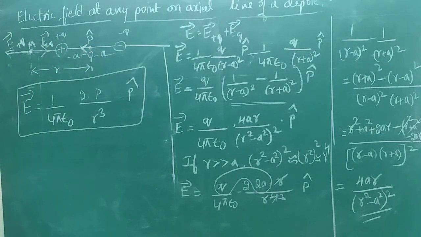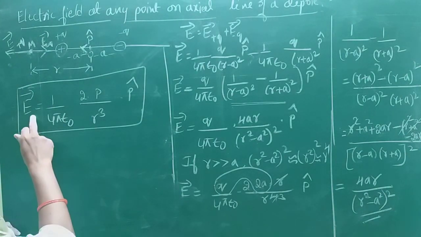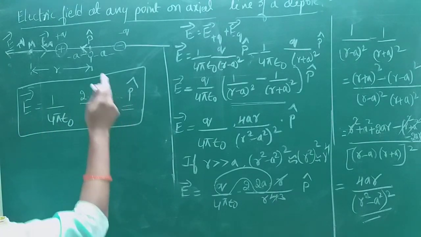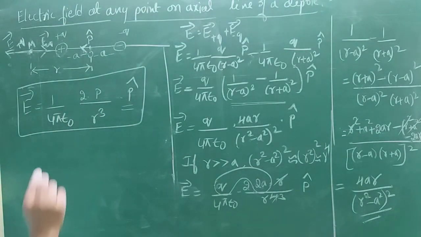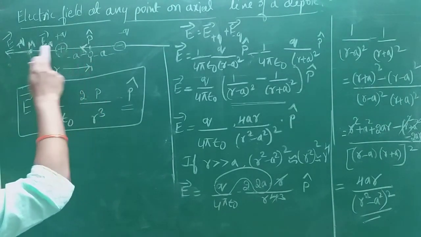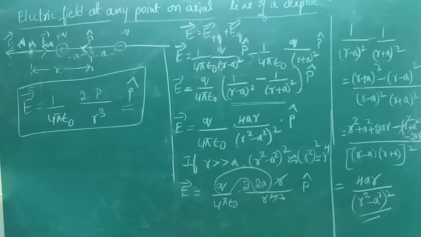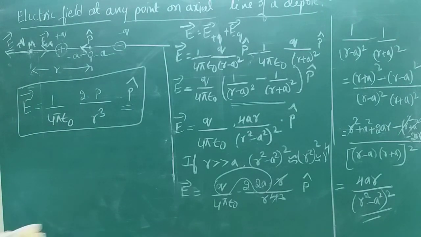electric field at any point on the axis of a dipole, or the axial line of a dipole. And the electric field at any point on the axial line is acting along the direction of dipole moment. That means the direction of the electric field at any point on the axis is along the direction of dipole moment, that is from negative to positive charge. Okay. So now let us move on to discuss the electric field at any point on the bisector line of a dipole.